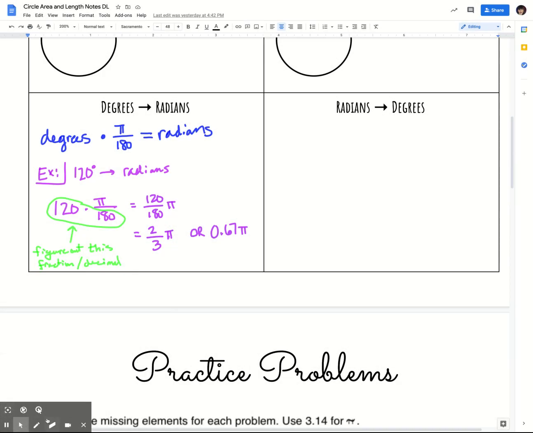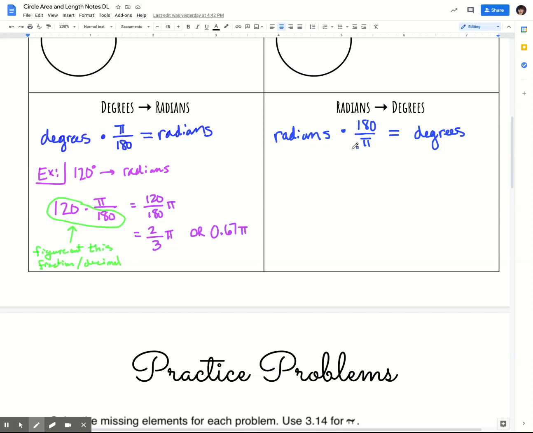All right, so going the other direction, it's really very similar. The only difference is we're going to flip this fraction. So if I start with radians and I want to go to degrees, the rule is you multiply by 180 divided by pi, rather than pi in the numerator and 180 in the denominator. So literally all you're doing is flipping the fraction. And I'm hoping that in your intuitive math brain, that kind of makes sense, right?